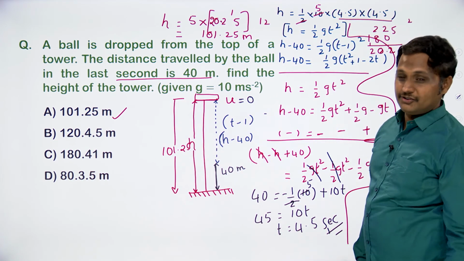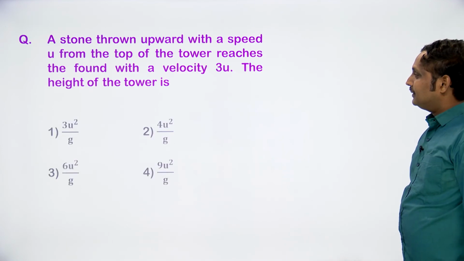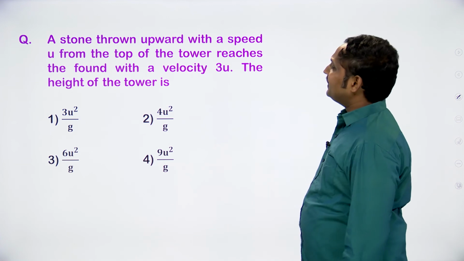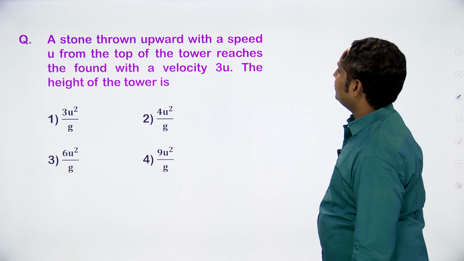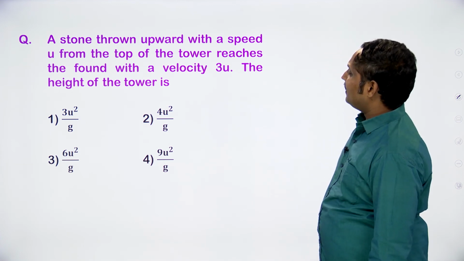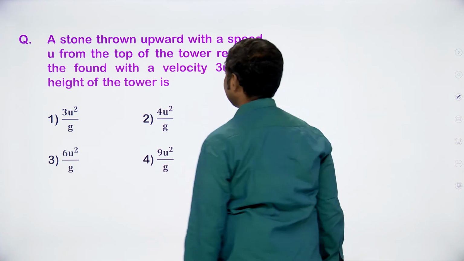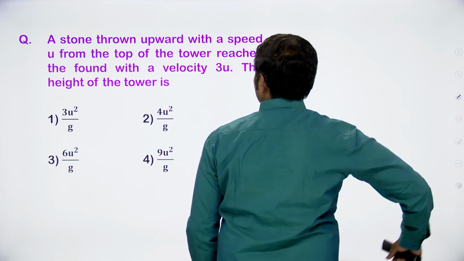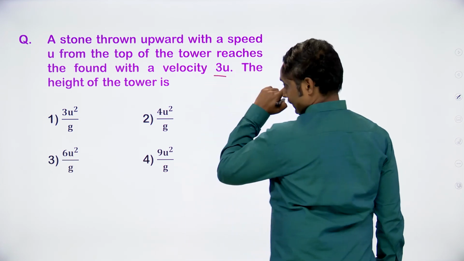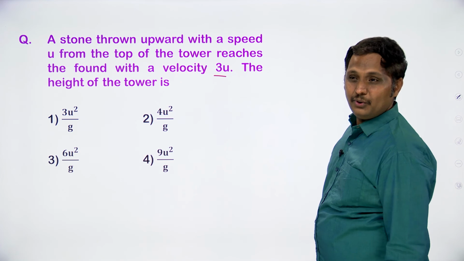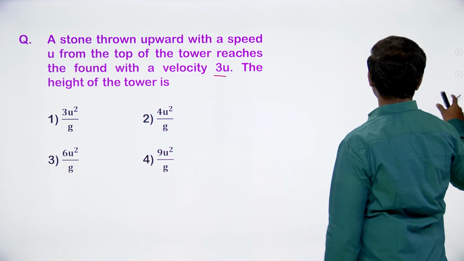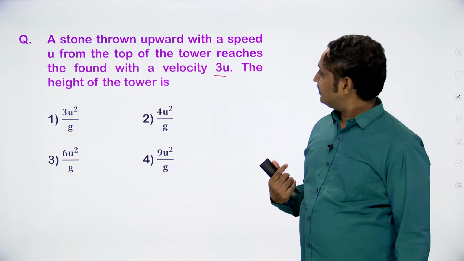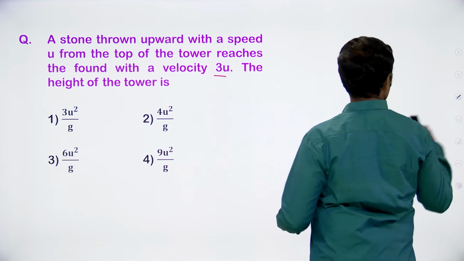Yes, right. Okay, let us go for another problem. Yes, you can take that. A stone thrown up with a speed u from the top of a tower reaches the ground with a velocity 3u, it is very clear. The height of the tower is, you have to take this one, right. Now if you are going to identify the given data, you can apply that.